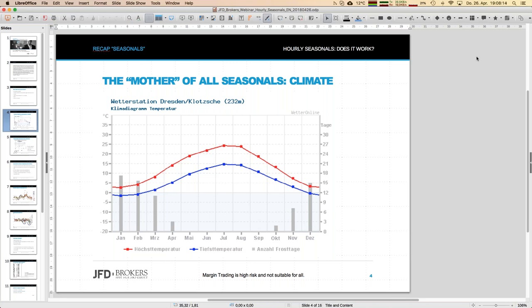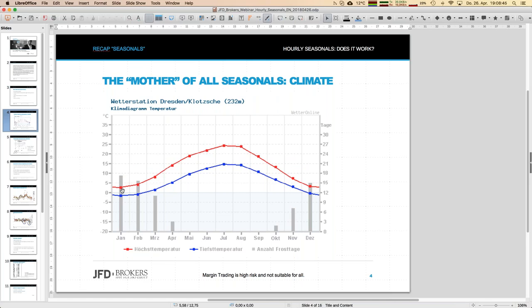Anyhow, what do we have here? Of course, we have the temperature during the year for each month, daily high and daily low. And there's an additional thing here, how many days we have below zero. Anyhow, that's typical of what we have here. In summer, temperatures are high. In winter, temperatures are low. Okay, I know that's nothing new. And you might say, yes, I know that.